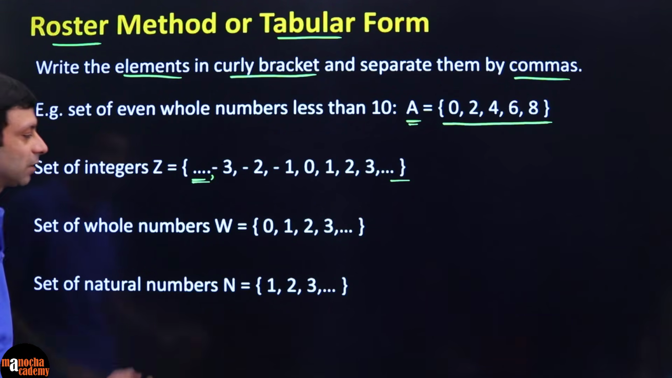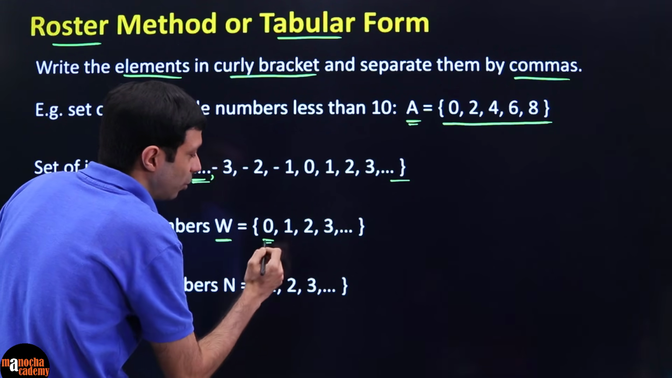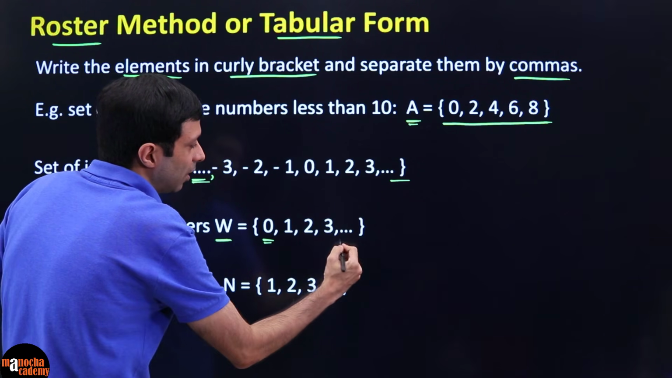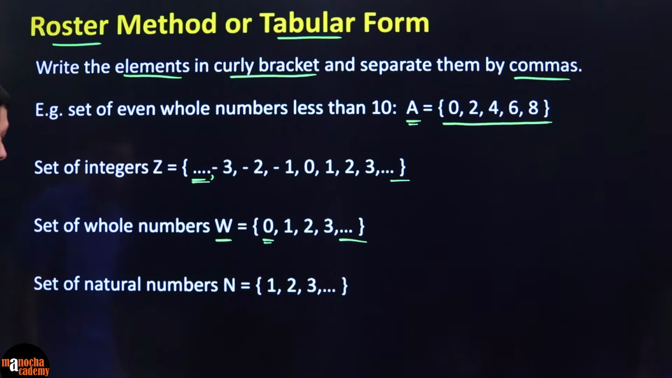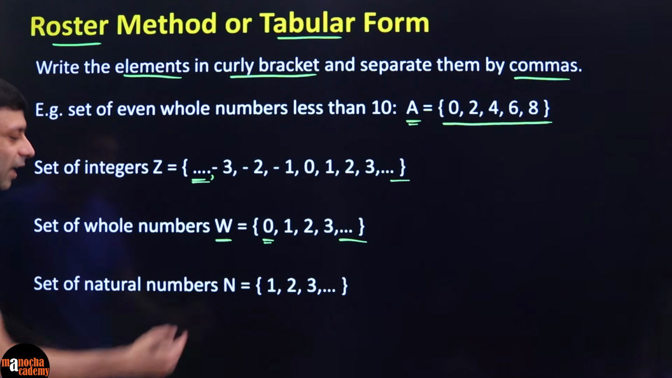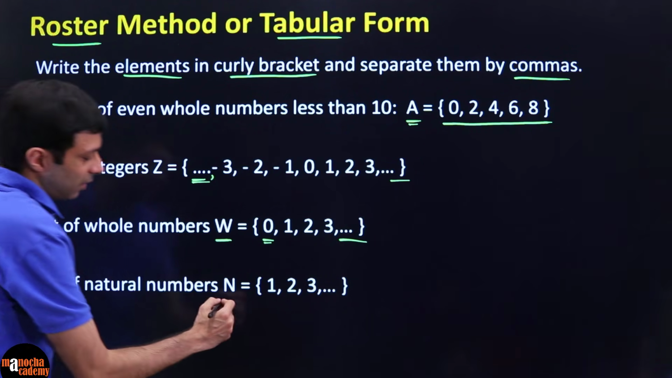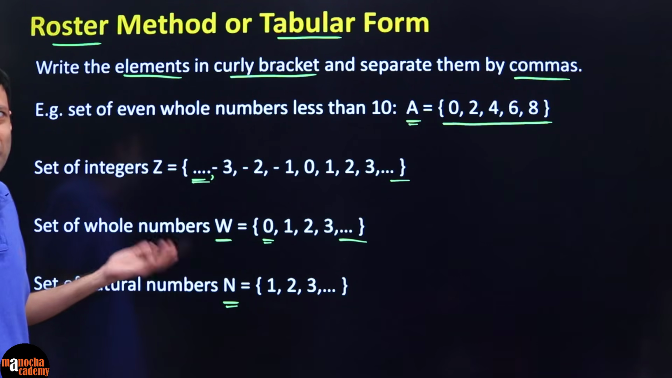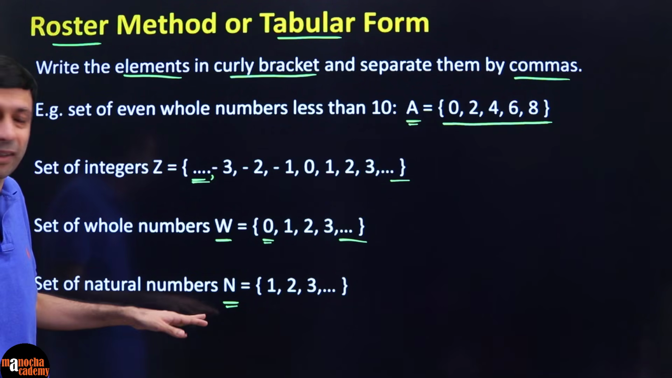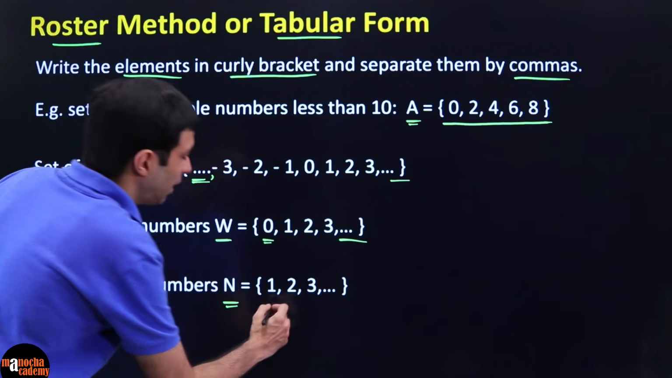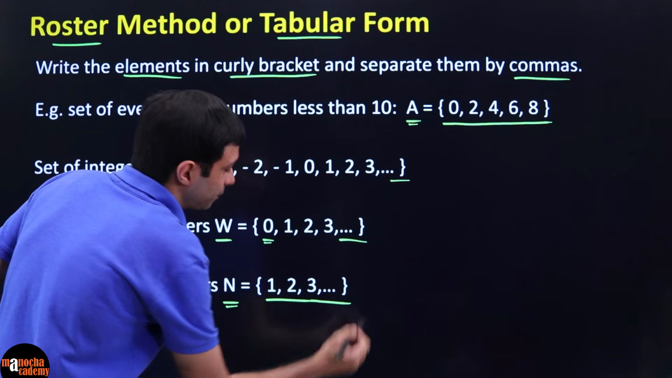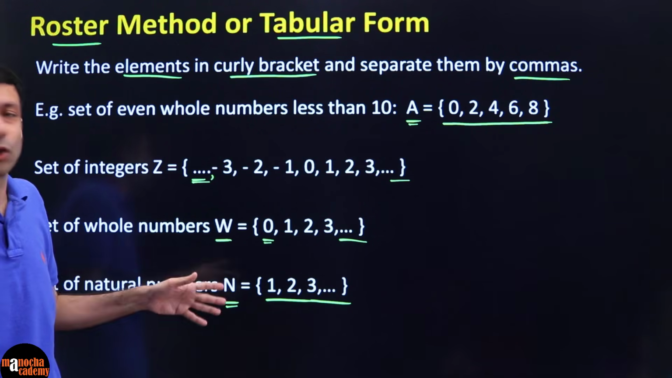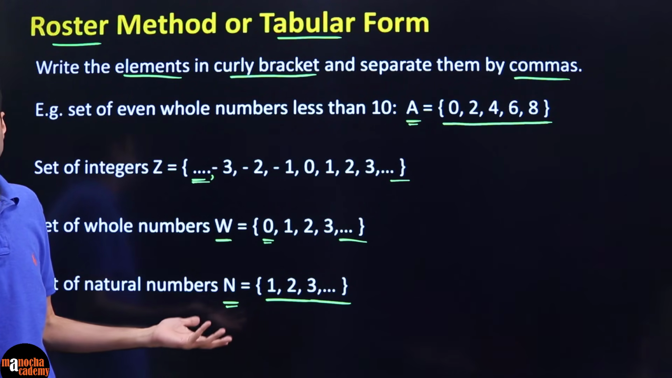Similarly, the set of whole numbers, please don't forget that 0. So it starts with 0, 1, 2, 3, all the positive integers and 0, and then we put the dot dot dot. And similarly, the set of natural numbers. Here you can write any label, A, B, C, but usually it's good to write N, because natural numbers in mathematics are represented by capital N. So N, 1, 2, 3, dot dot dot, and so on. As you can see, the roster method is very easy. Just make sure you don't miss out the important elements.